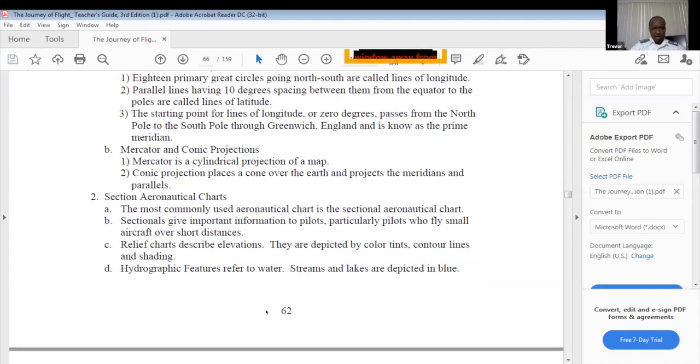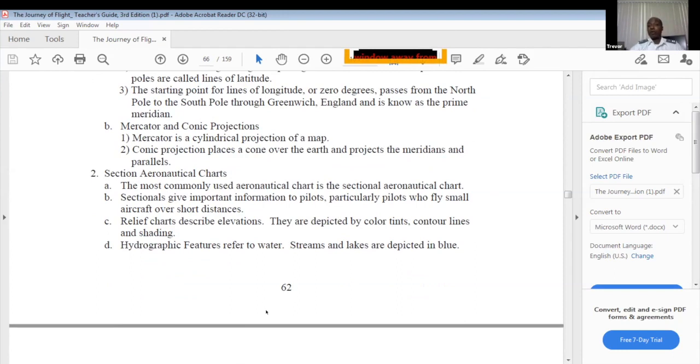Sectional aeronautical charts. The most commonly used aeronautical chart is the sectional chart. And for those of you who have been through the scanner course and so on, that beautiful chart right behind you, John, is called a sectional chart, okay? And we use that for VFR navigation. So that's one form. And on that chart, you have relief. David's showing you that sectional chart. Relief really shows you the rise and fall of the ground. How hilly or low is the ground? That's what relief is.